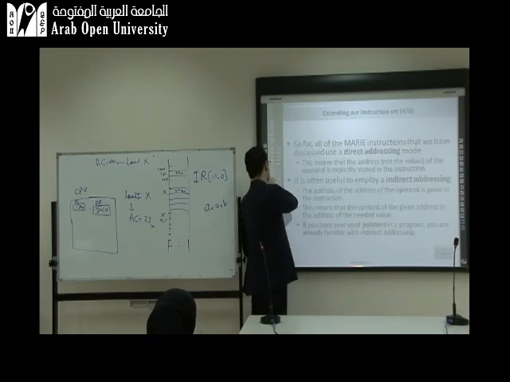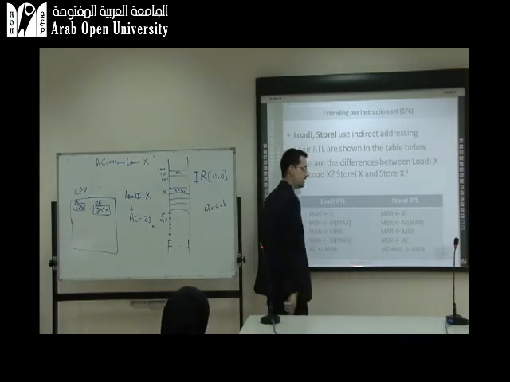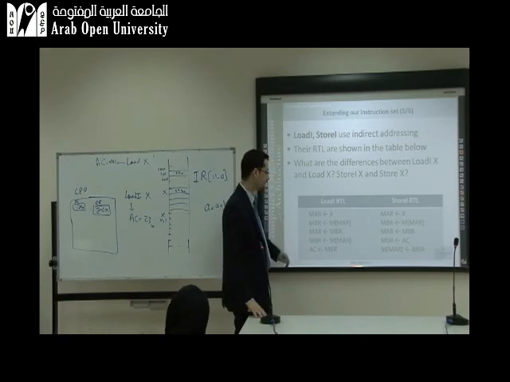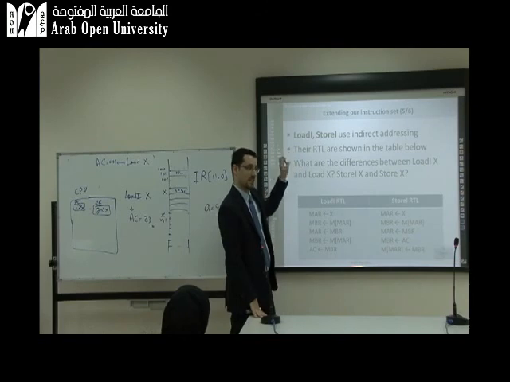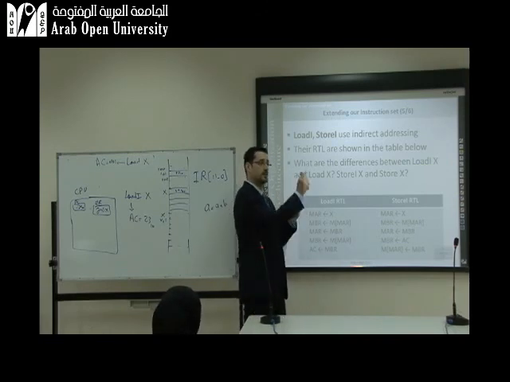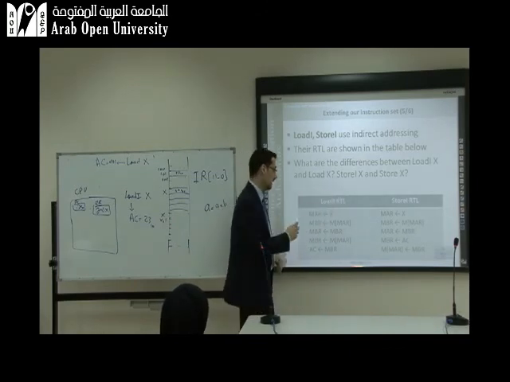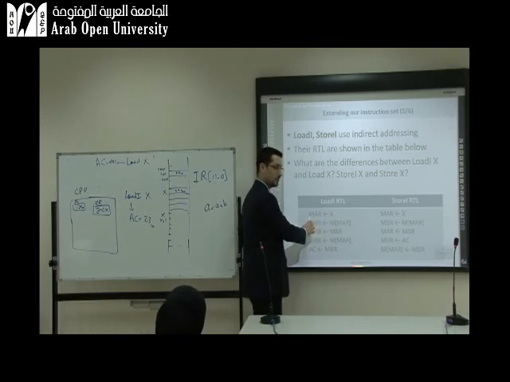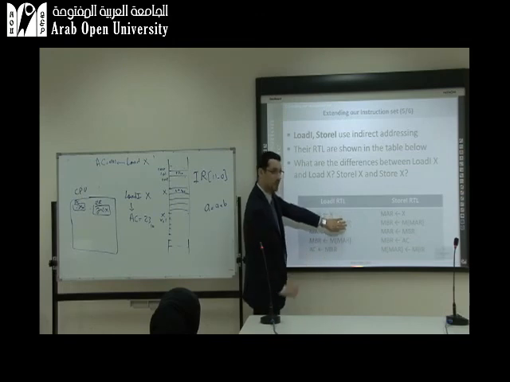Now, indirect addressing: load I, store I, add I, and so on, jump I. You will find the same RTL you previously saw, but with two additional lines. Why? Because we need to get the real address. For example, the RTL for load: you store X at MAR, then directly get what you have in MAR at MBR and store MBR in the accumulator.